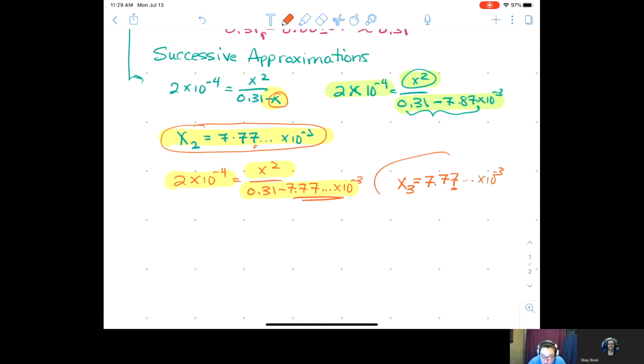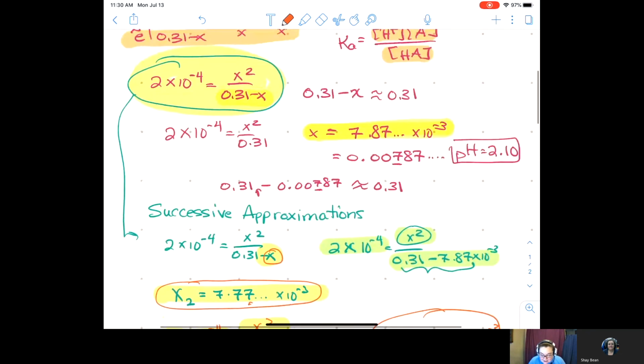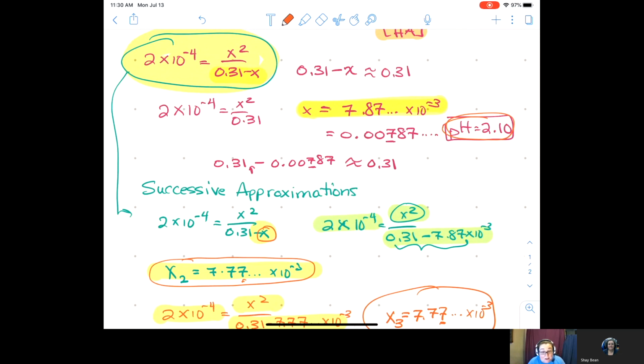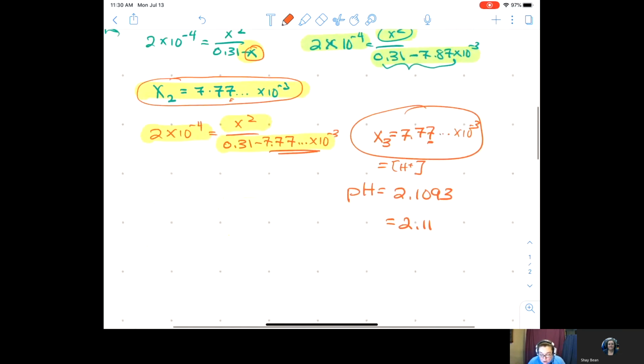It is this value of x, remember x is equal to the H plus concentration, that I'll use to calculate my pH. And I get 2.1093 or 2.11. Is that exactly the same? Not quite the same thing, we got 2.10 approximating. If you solved the quadratic equation exactly, it should give you this to the 3 digits, and it should give you a pH of 2.11.